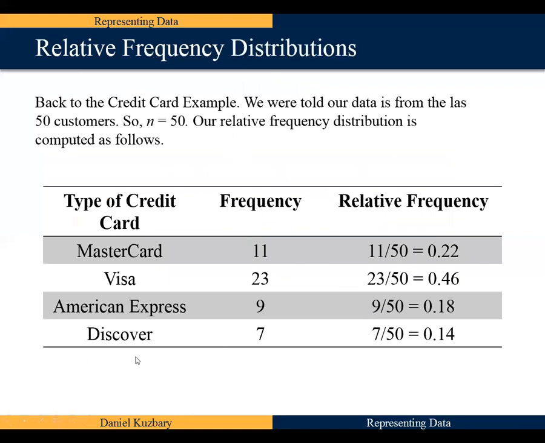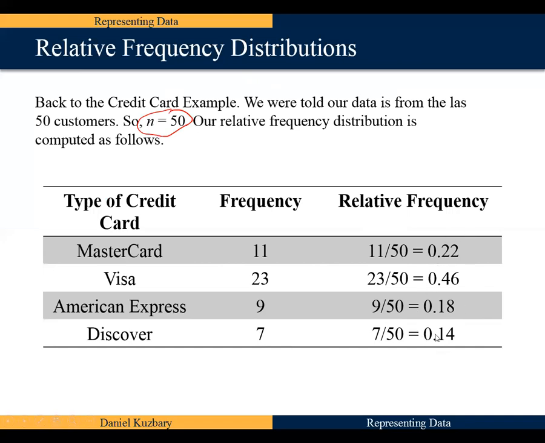So here's the frequency distribution. We just counted things and put the frequency here. And then since we have 50 data points, so our n is 50, we take all 4 frequencies and divide them all by 50. So that's what's going on here. And these are your relative frequencies.